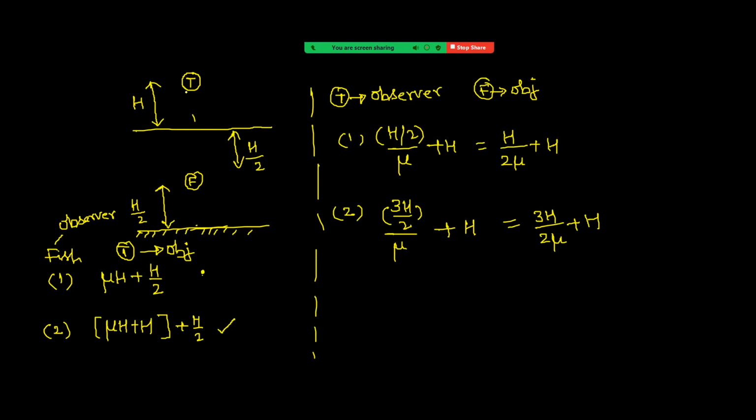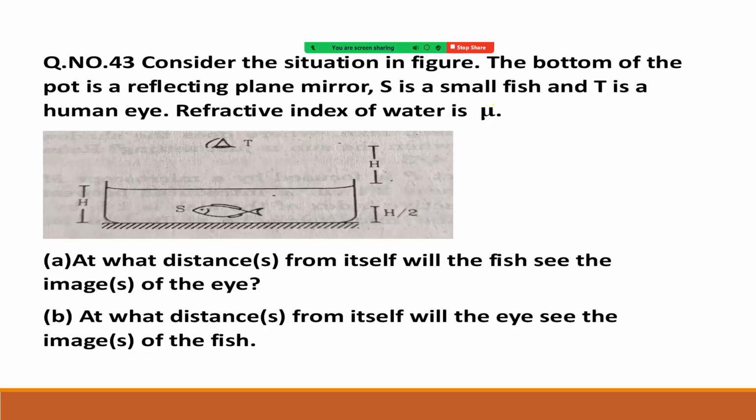So we have to focus on which is the observer and which is the object. If the object is in a rarer medium, it appears to be mu times the actual distance. If the object is in a denser medium, then the distance will be 1 by mu times the actual distance. Right? So if we have this clarity, we can solve the question directly. Right? See the next problem.